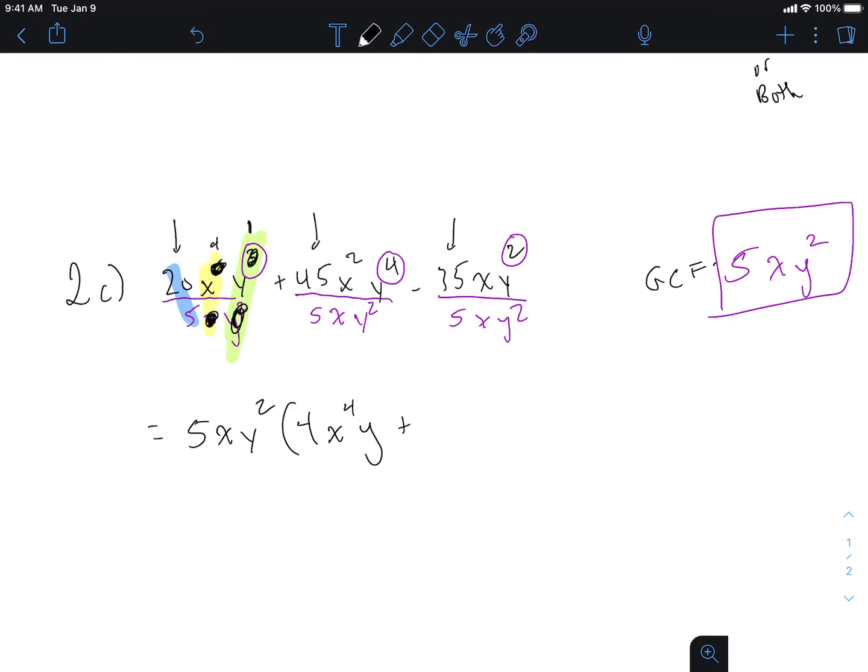Then you do the same thing. 45 divided by 5 would be 9. One of these x's cancels with one of those, you're left with 9x, and then 2 y's cancel with 2 y's up here, you're left with y squared. Then the last one: 35 divided by 5 with a negative on it is 7 with a negative on it. The x cancels with the x, so there's nothing there now, and the y squared cancels with the y squared. Nothing. You're done.